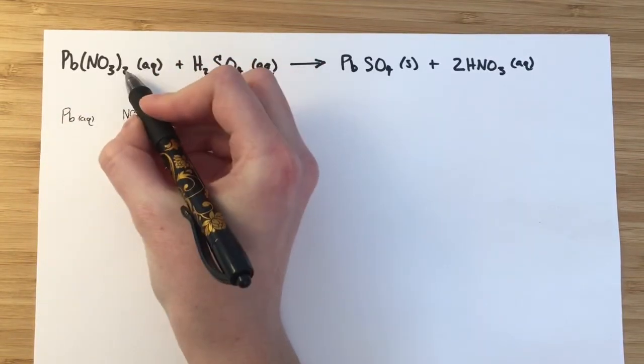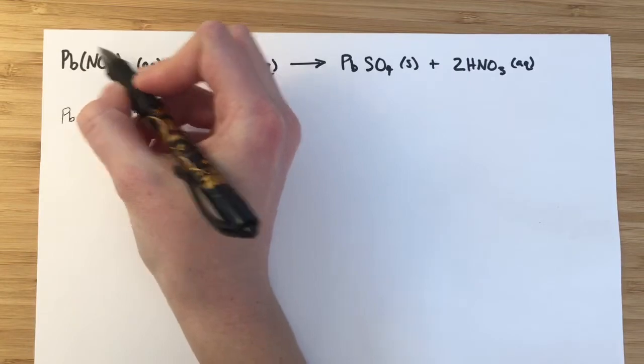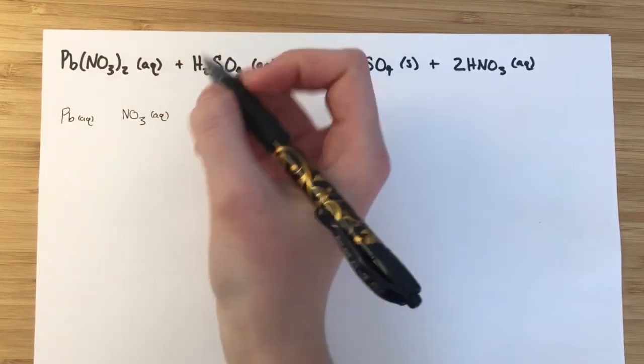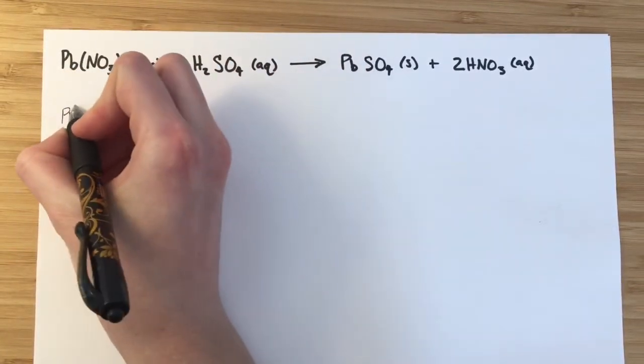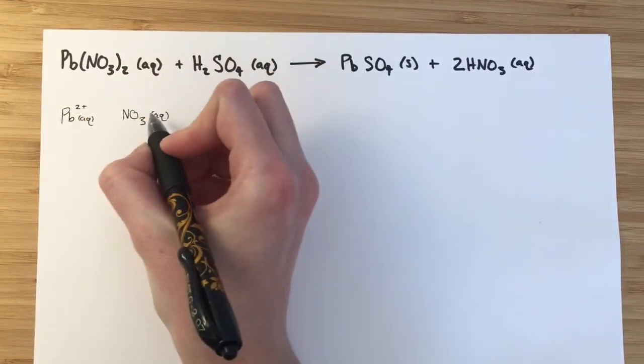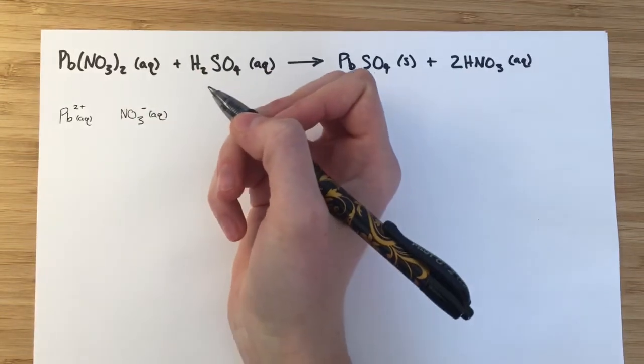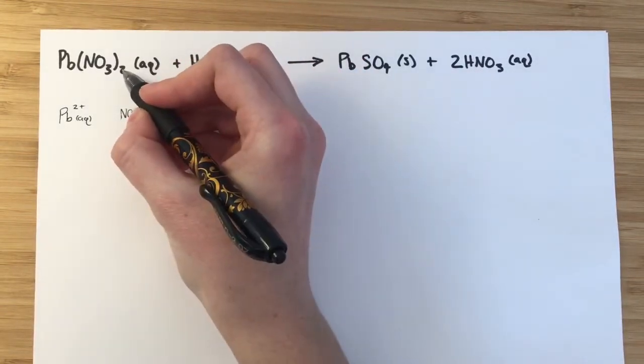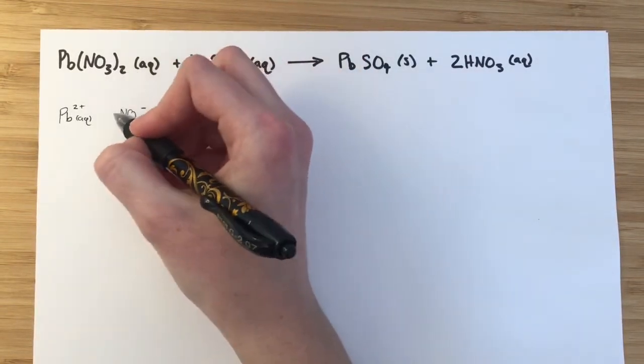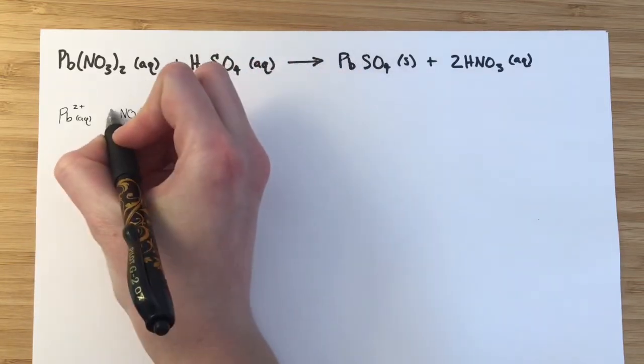And Pb, since this came from the charge, remember the crisscrossing situation, so we're going to put this one back up here, 2 plus. And this one, we know nitrate is a negative. One thing we need to remember though is whatever is this subscript outside the parentheses, we need to put it in front of that compound.